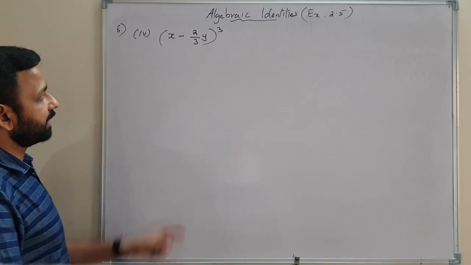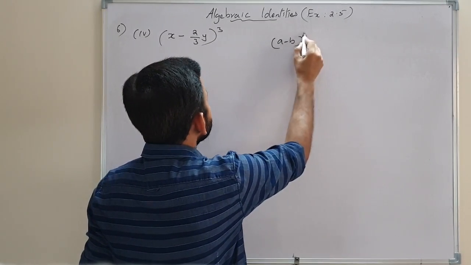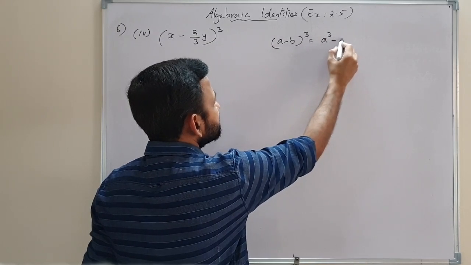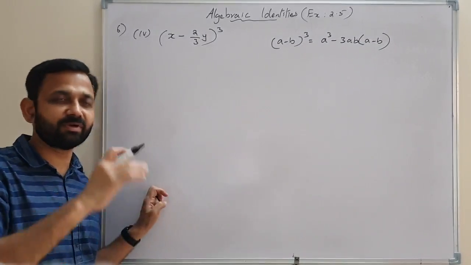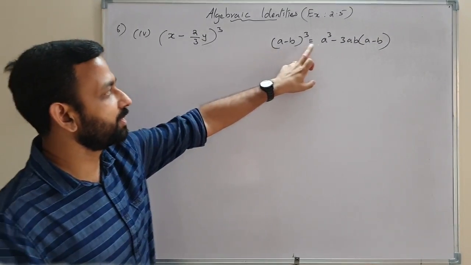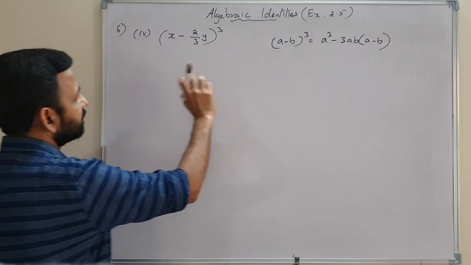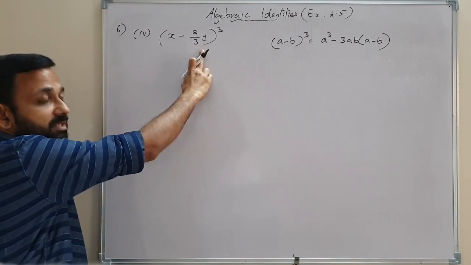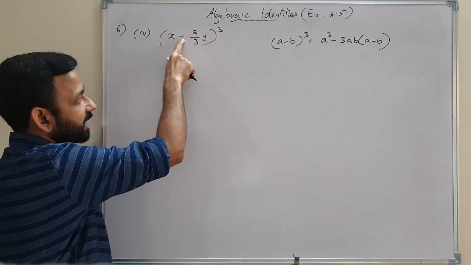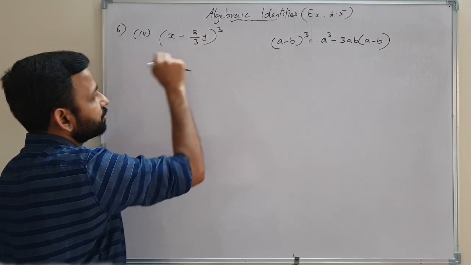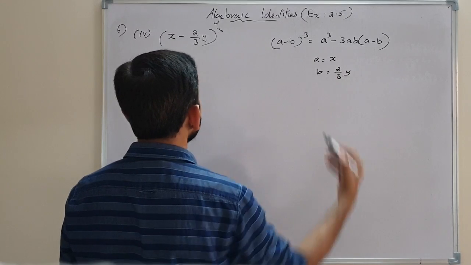Corresponding identity: a minus b raised to the power 3 equal to a cube minus 3ab into a minus b. We have two forms, we can use any one of these. So here a equal to x and b equal to 2 by 3y, b not equal to minus 2 by 3y. In the identity we have a negative sign, here also subtraction. Then in the place of b we have 2 by 3y. So here a is equal to x and b equal to 2 by 3y.